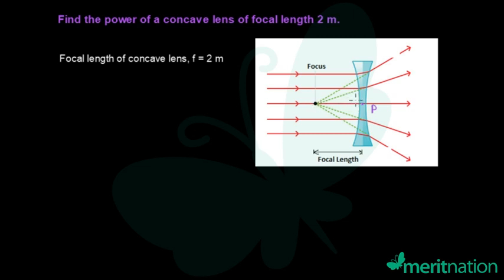We also know the sign convention that all the distances are to be measured from the pole. To measure the focal length, we have to go in the direction opposite to the incident rays. Since we are going in a direction which is opposite to the direction of incident rays, the focal length of a concave lens is to be taken as negative. So the focal length of the concave lens comes out to be negative, that is -2.